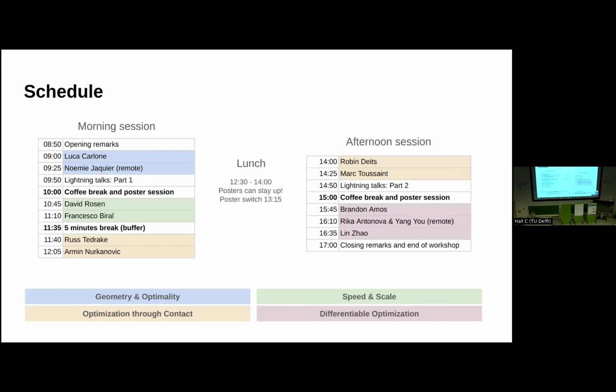In the middle of the lunch break, at around 1:15, if the afternoon speakers and poster presenters are here, they can already put their posters up then, so we can switch. That way everybody gets equal exposure, and you can already discuss with the new poster presenters. Then in the afternoon, we have the second two speakers from optimization through contact, then another session of lightning talks, the afternoon poster session, and then finally differentiable optimization and the closing remarks.